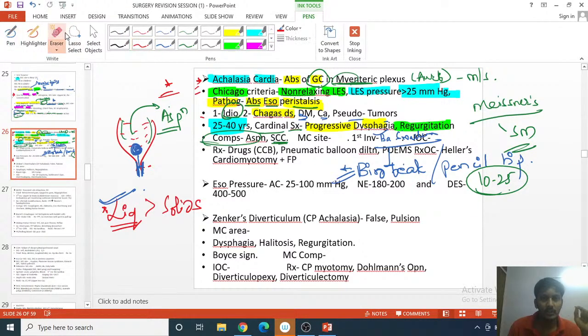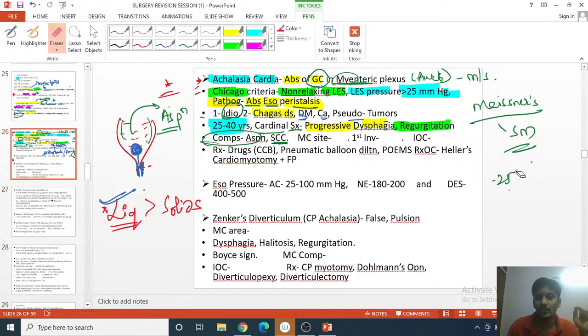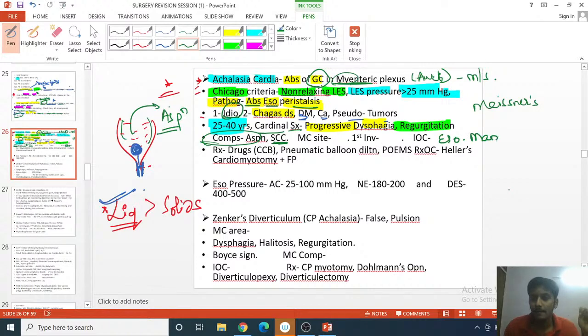Then investigation of choice, anybody? Investigation of choice for achalasia cardia is your esophageal manometry. Please remember, investigation of choice for achalasia cardia is esophageal manometry. Manometry means what? You will measure pressure. So you will measure the esophageal LES pressure. So the investigation of choice for achalasia is esophageal manometry, whereas the first investigation was barium swallow. Please remember, investigation of choice is different over here, esophageal manometry.